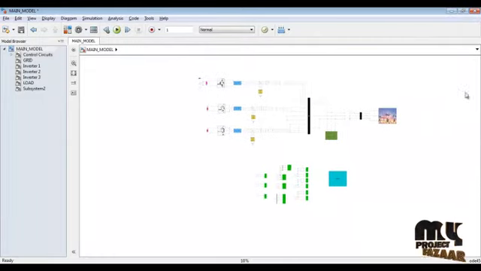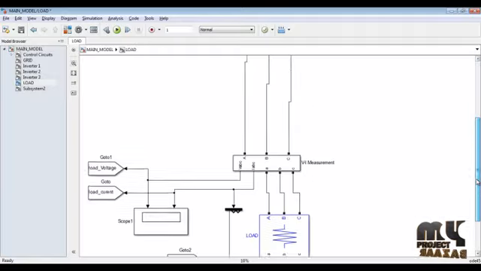This is the entire architecture and simulation model in MATLAB. This is our load. We are using a resistive load in this circuit.